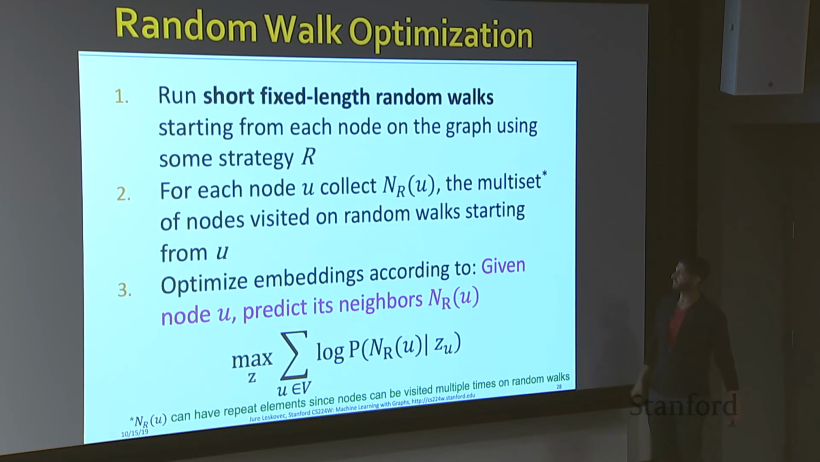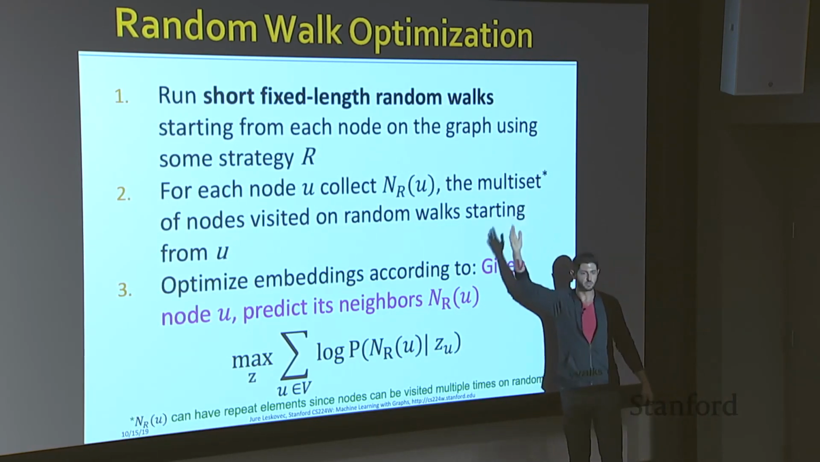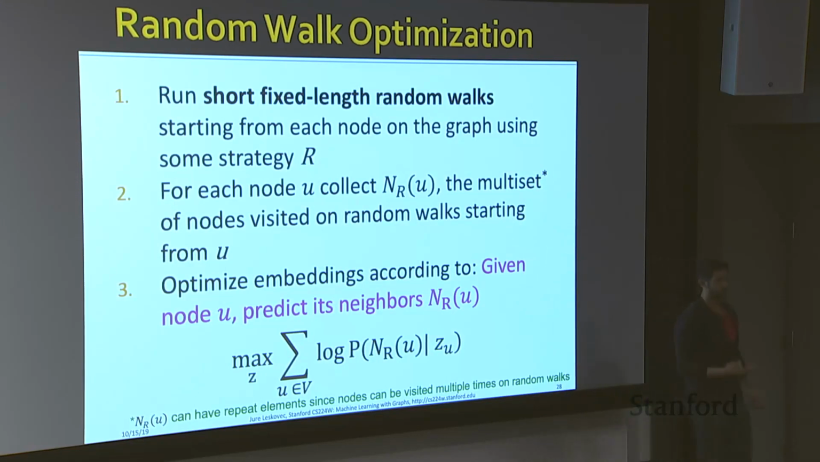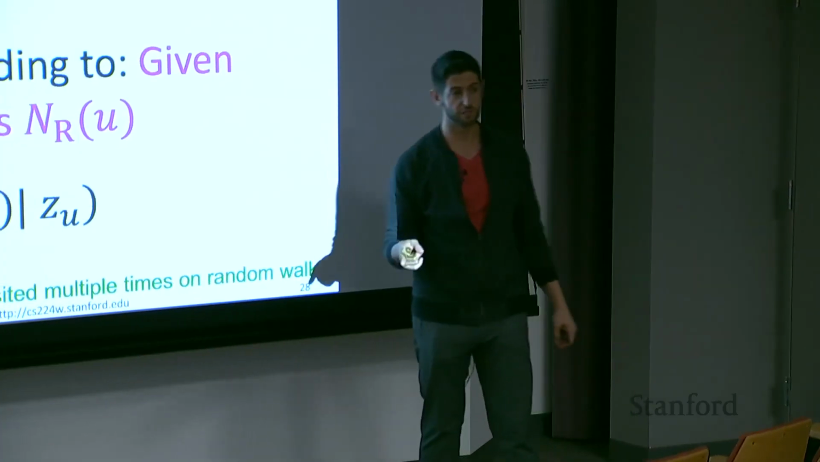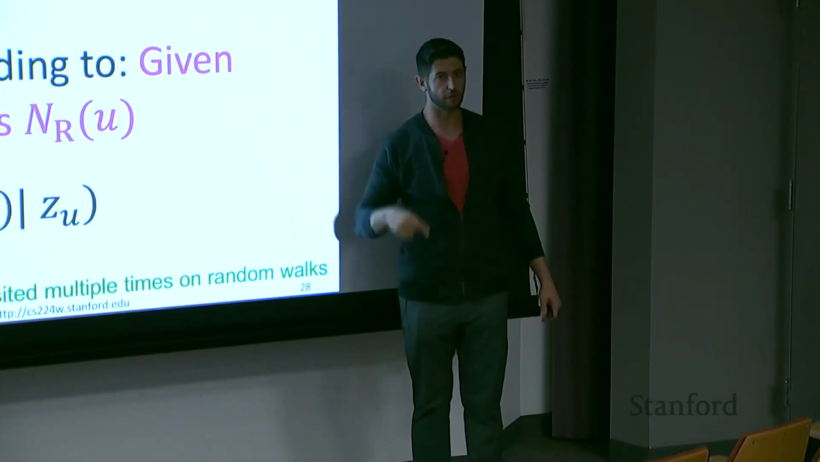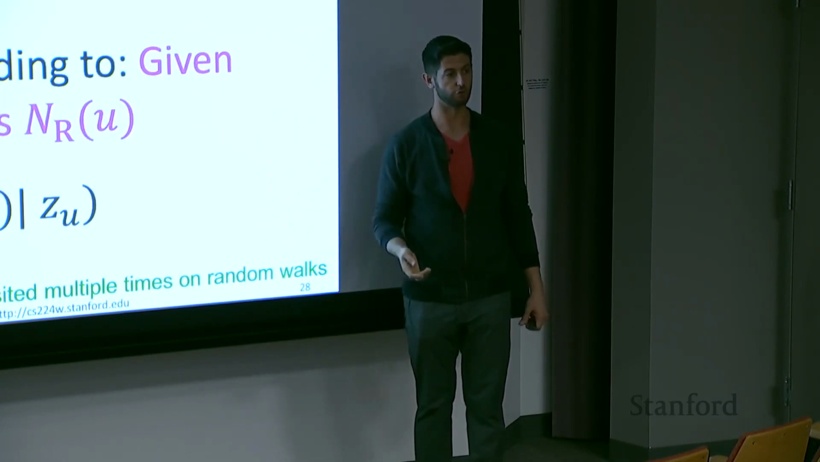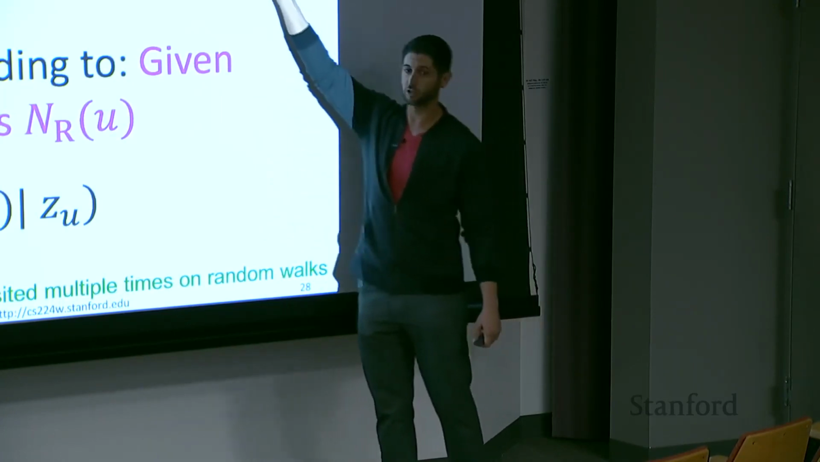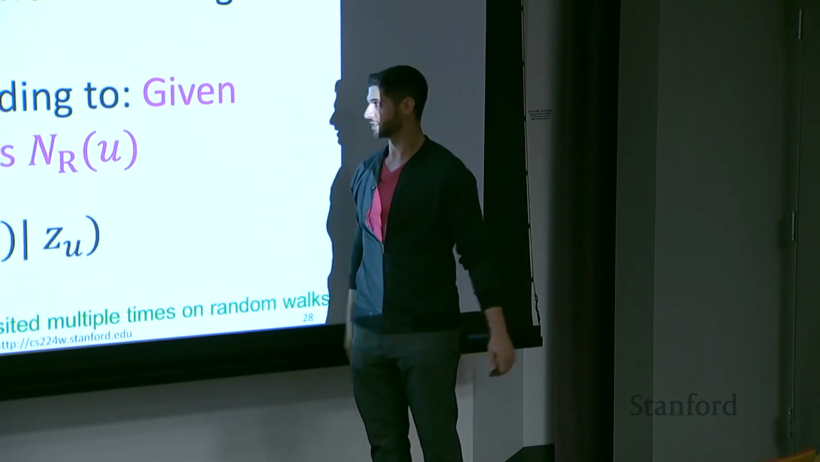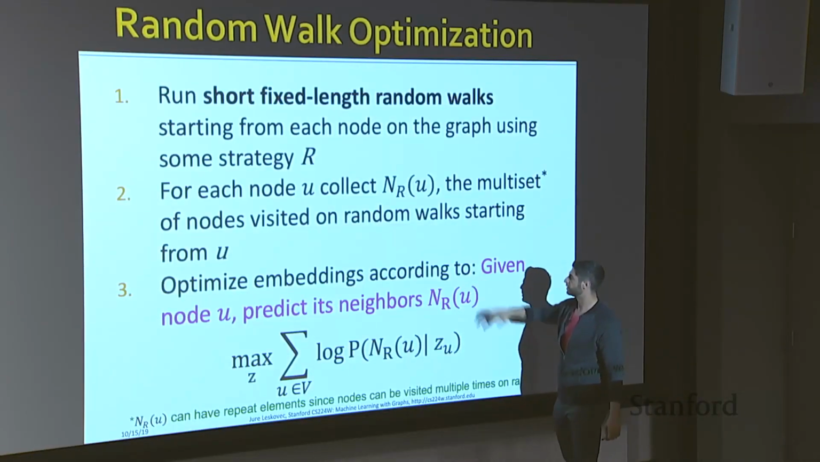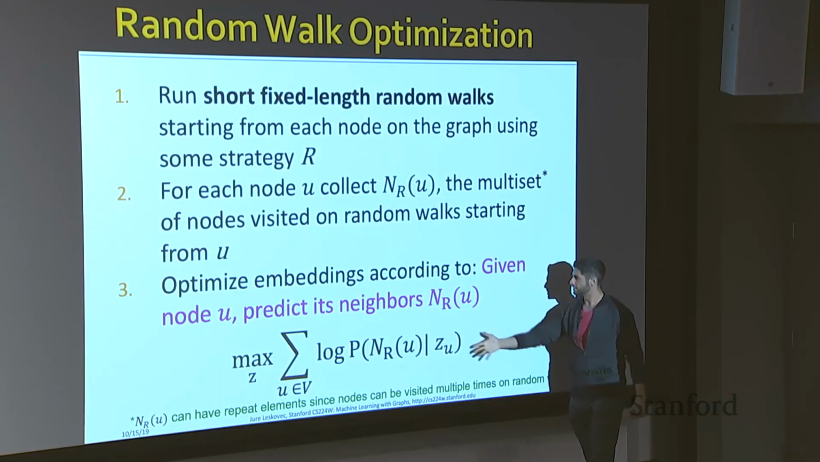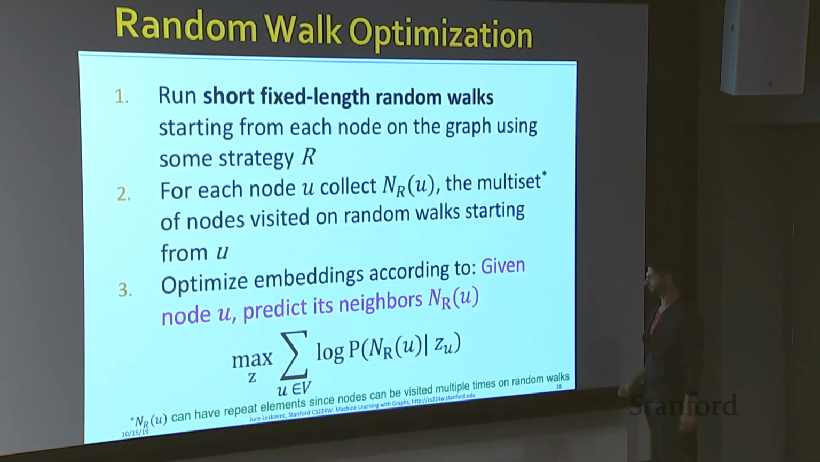Now, what we do is for each node where we are running our random walks, we collect the multiset of nodes visited on the random walk starting from U. The reason why this is a multiset is because the random walk, especially if it's a first order random walk, doesn't keep track of which nodes have already been visited. So you could be visiting the same node multiple times during a random walk, okay? So that's why instead of just being a set, this is a multiset. Okay, and as we said before, then we're going to be optimizing our embeddings given our objective function.